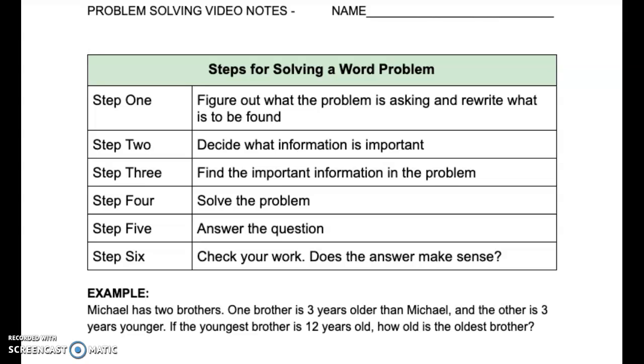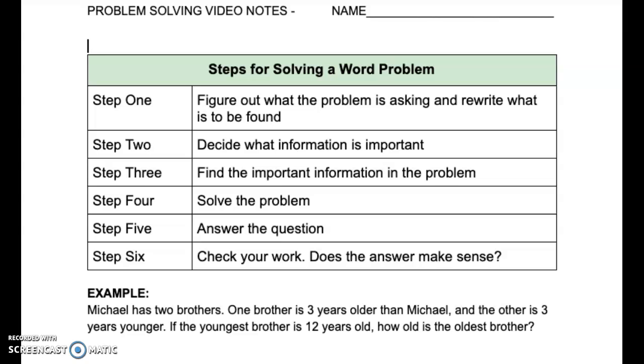This video is about the steps for solving a word problem. This is going to be a very important strategy for you to learn because problem solving is something that you're going to do in your everyday lives, not just math class. So there's a couple ways that we can set up word problems and break them into pieces so it's easier to solve. I'm going to go through a 6-step process.